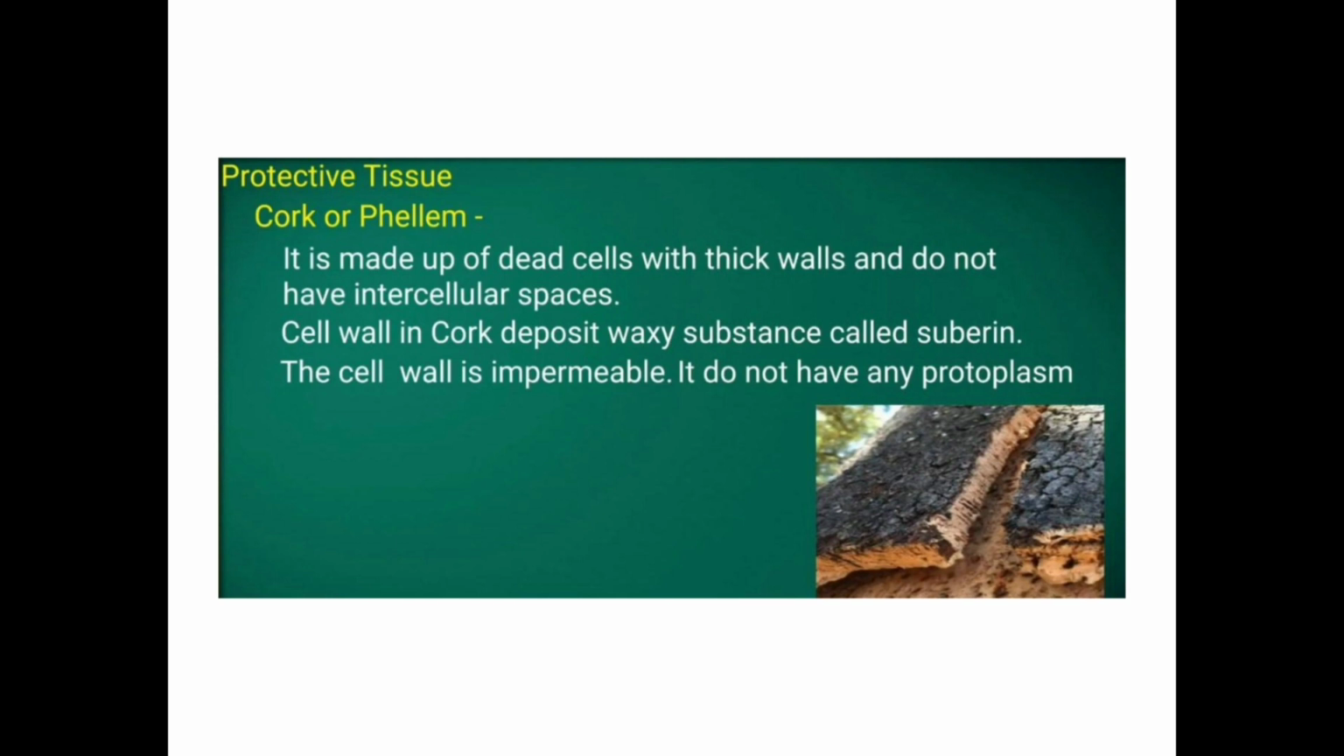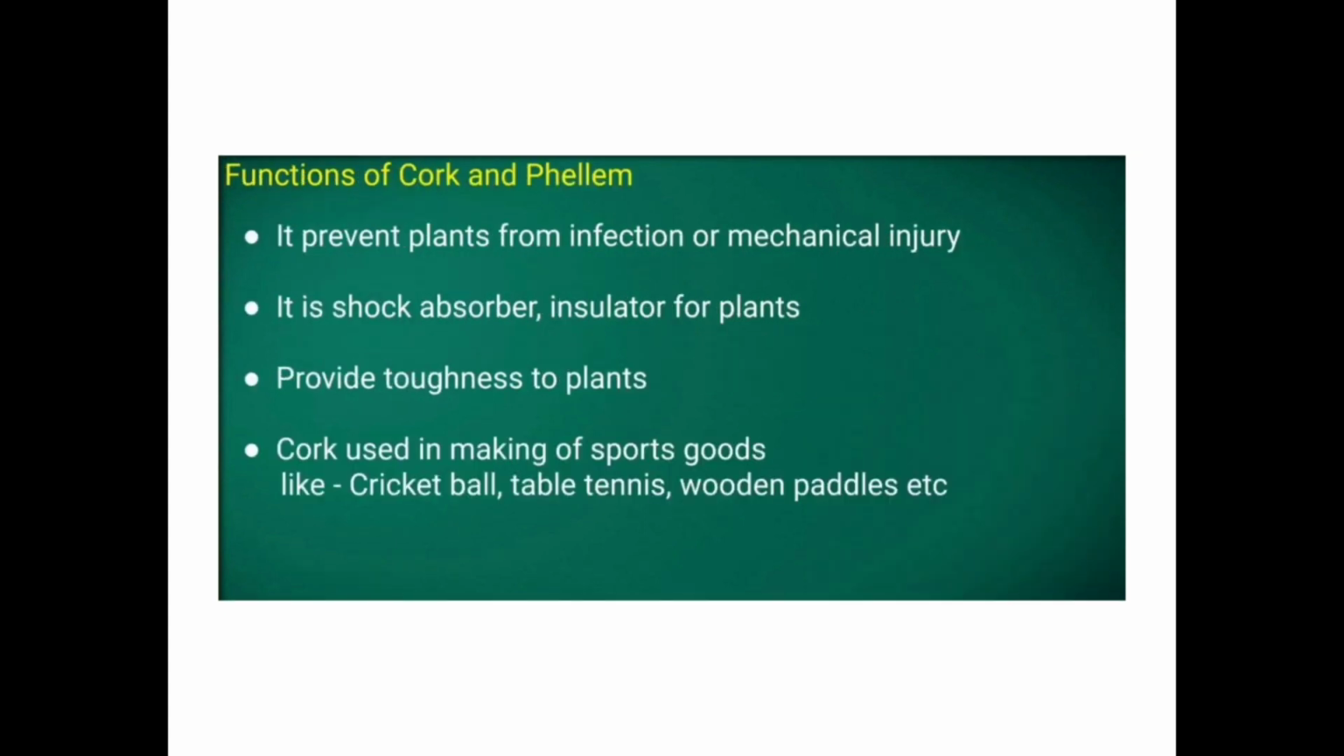Then the cell wall in cork deposits a waxy substance called suberin. The cell wall is impermeable and does not have any protoplasm. So they are usually present on the outside of the trees. The cork of the phellem means the cork will be depositing suberin. It's a waxy substance. The cell wall is impermeable and it does not have any protoplasm.